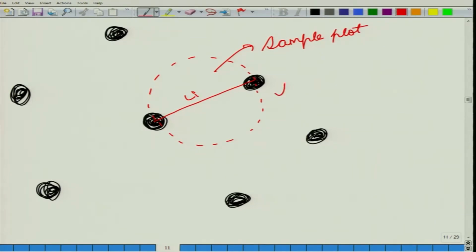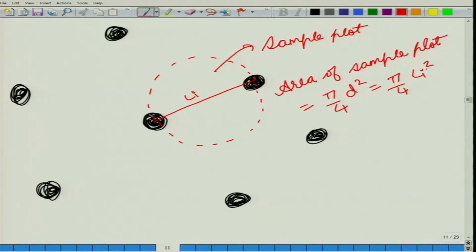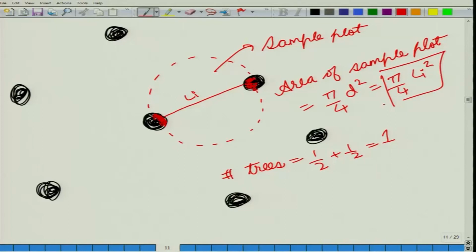Now, what is the area of the sample plot? Because it is a circle, it is given by pi by 4 d square, which in this case is pi by 4 Li square. Now, what is the number of trees that are in this sample plot? Here we have this portion of a tree, so that is roughly half a tree, and here also we have half a tree. So, the total number of trees is half plus half, that is one tree. Now, we have one tree in this area pi by 4 Li square.